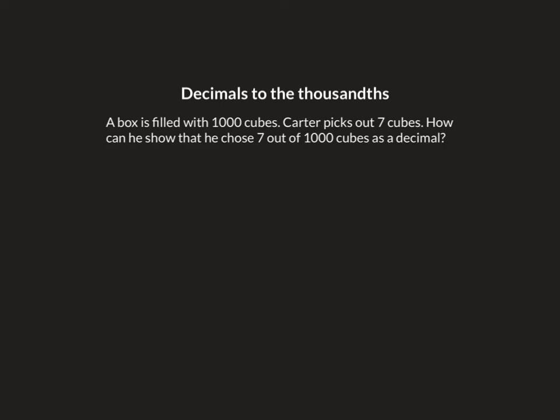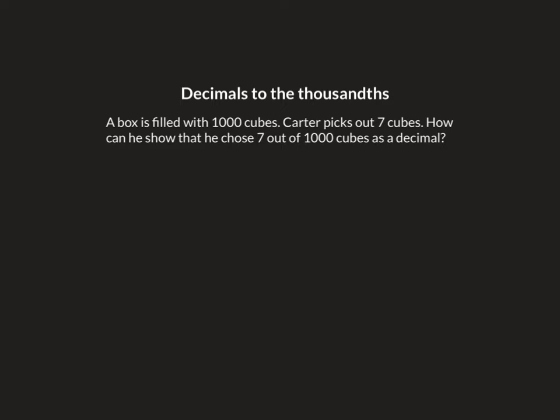Okay, so today we're going to be learning about how to read and write decimals to the thousandths. So our first problem says, a box is filled with 1,000 cubes. Carter picks out 7 cubes. How can he show that he chose 7 out of 1,000 cubes as a decimal?